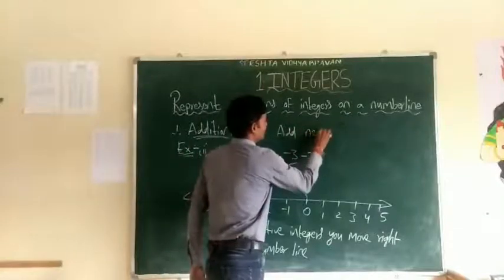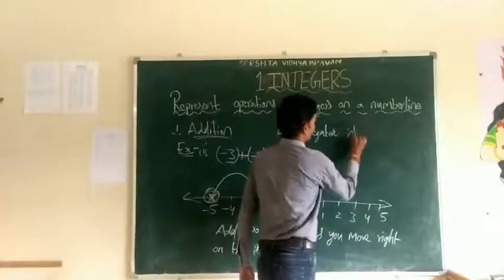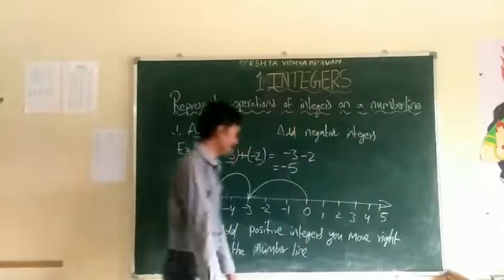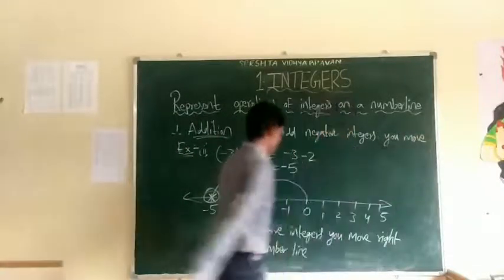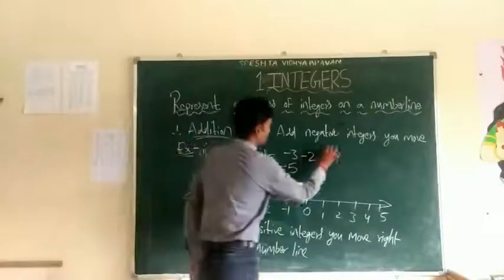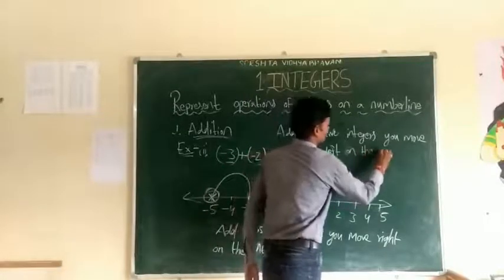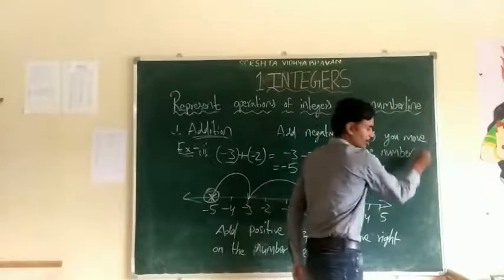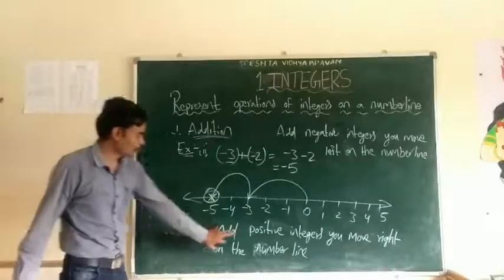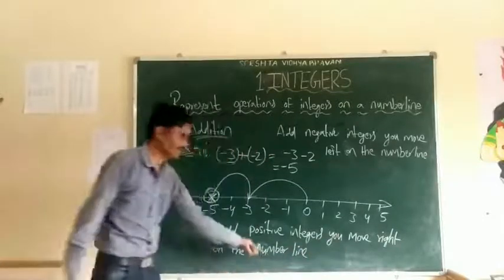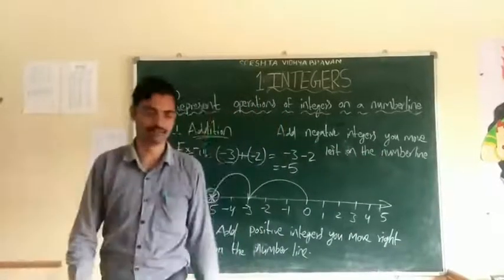Add negative integers. You move left on the number line. That means add two positive integers, you move right on the number line. And next one, add negative integers, you move left on the number line.